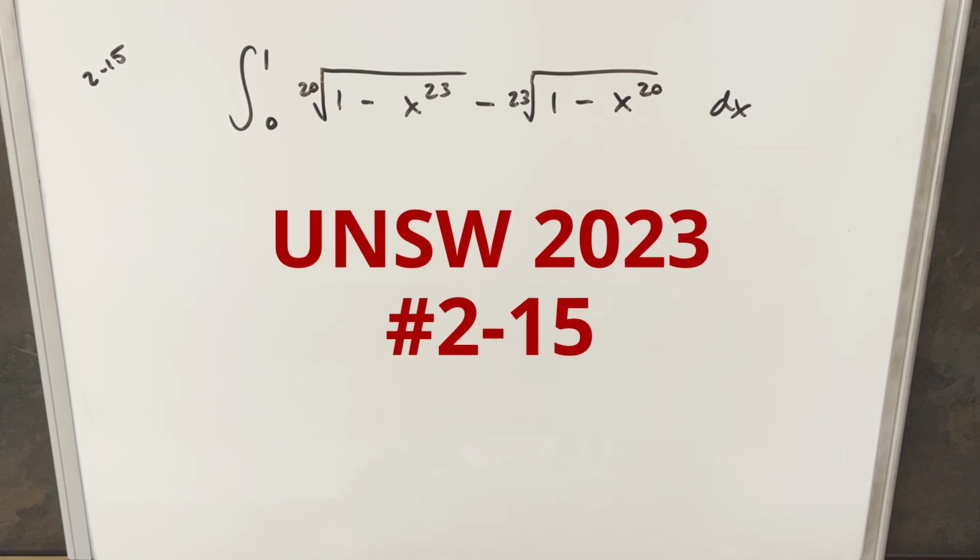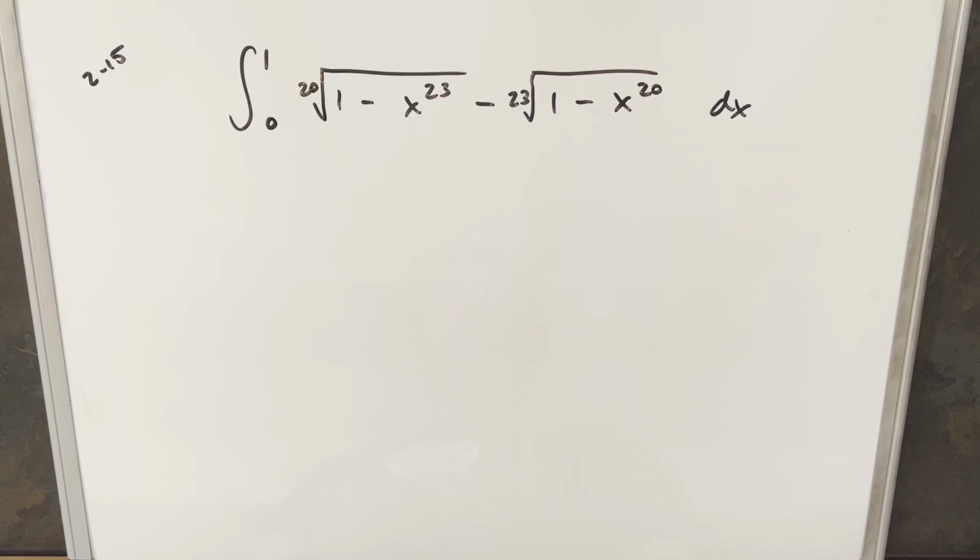Okay, we have here on the board another integral from the UNSW Integration Bee 2023. This was round 2, problem 15. We have the integral from 0 to 1 of the 20th root of 1 minus x to the 23rd minus the 23rd root of 1 minus x to the 20th dx. I thought this one was really interesting, and I noticed a similarity right away to a problem I did not too long ago from the Berkeley Integration Bee.